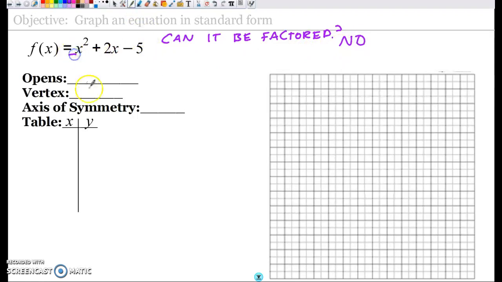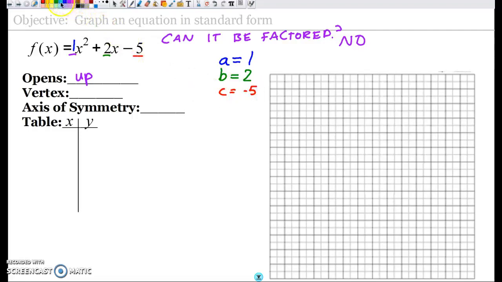First of all, I can still tell whether it opens up or down. It's positive 1 in the leading coefficient, so it's going to open up. But to find the axis of symmetry now, I'm going to use a different formula. I have to identify what the a, b, and c values of this function are. So a is the leading coefficient, which is 1. The b value of this quadratic expression on the right-hand side is 2. And then c is the last number, negative 5.